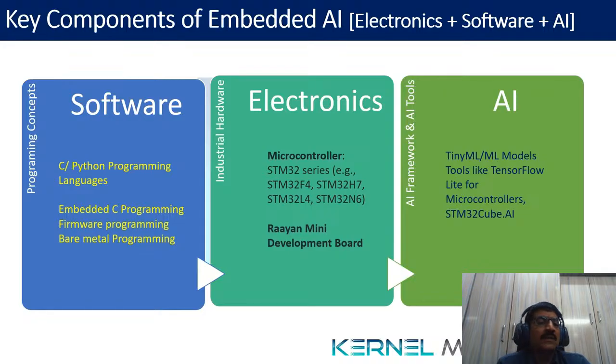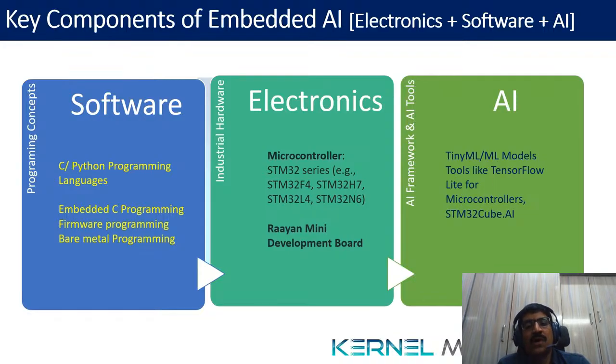Software is basically a programming concept. You are using C programming, or Python, which is very popular. These two programming languages play a key role. The type of programming we can call embedded C programming, bare metal, or firmware programming. Those kinds of programming techniques are implemented from the software perspective. So from the software perspective, the two programming languages are very clear, and the type of programming is a different matter, but the languages C or Python are very important.